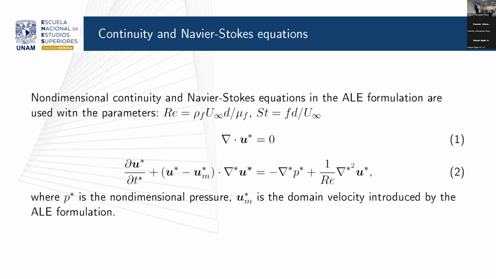We use the Navier-Stokes equations in the ALE formulation. The ALE is needed because we are going to move the mesh. This only introduces the domain velocity in the convection term. We have two relevant parameters: the Reynolds number and the Strouhal number. The Strouhal number is just a non-dimensionalized frequency. We have the frequency of oscillation, and we select the diameter of the front size of the foil, and the far upstream velocity.